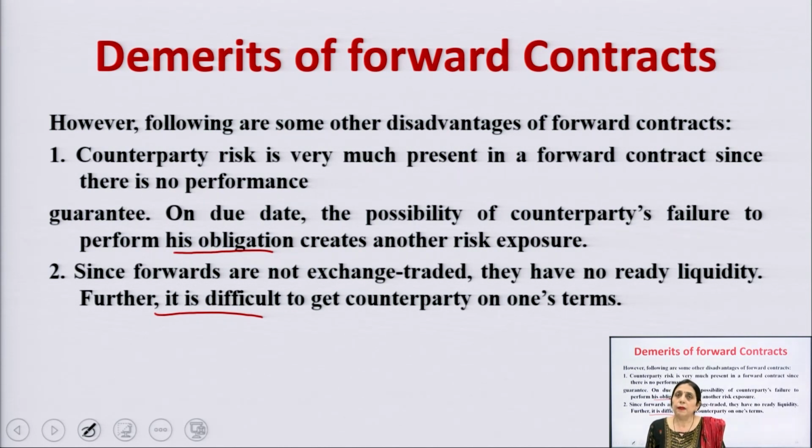And one thing which is very important is that forward contracts are not like future contracts. Actually, future contracts are traded on the exchange. They have an exchange, but in the case of the forward contract, they don't have any exchange. They are customized. Parties can negotiate. They can negotiate the price. They can negotiate the quantity. They can negotiate the date. Anything they can negotiate.